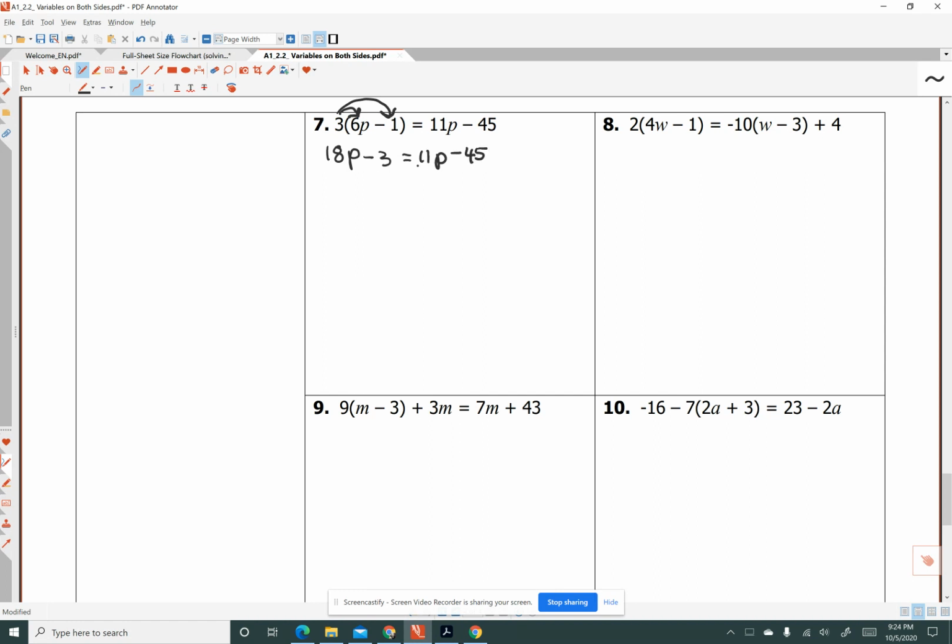I'm going to move the 11p over to the right by subtracting it from here and from here, both sides of the equation. 11 minus 11 equals 0. So I have equals negative 45 on the right side. On the left side, I have my negative 3, and then I have 18 minus 11, which is 7p.